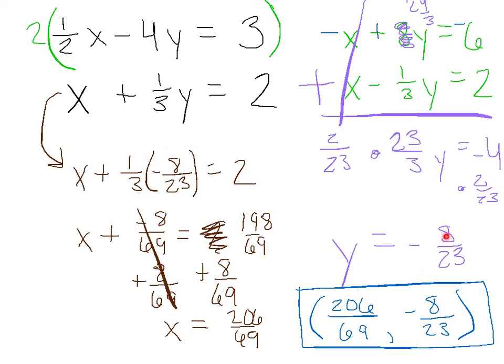Once you get your first value, you take it, you plug it in to another equation. It doesn't matter which one, I just chose the second one. You plug it in, you multiply, you add or subtract to both sides to get x by itself, and then we have our x value. Don't forget your final answer is always x comma y. Doesn't matter what your x and y are, it's always in alphabetical order, x comma y.